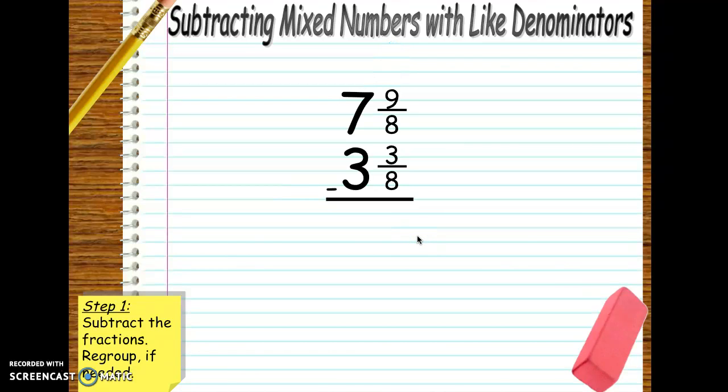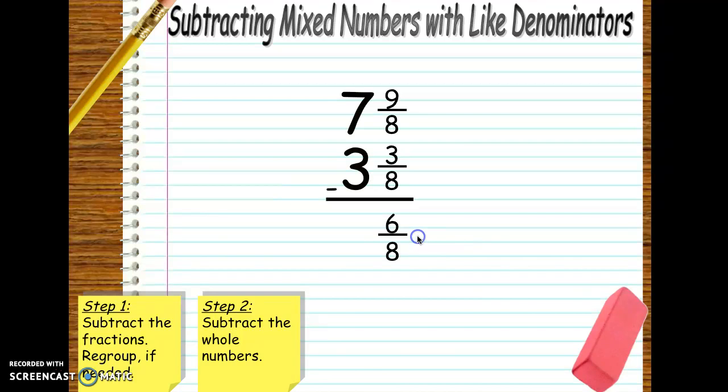Now I can go right back to step 1 and easily carry out this problem. Going back to my numerators of my unit fractions there, I have 9 subtracted by 3, which is going to give me 6. Carry down that denominator. Step 2 is going to tell me to subtract the whole numbers. 7 subtracted by 3 gives me 4.